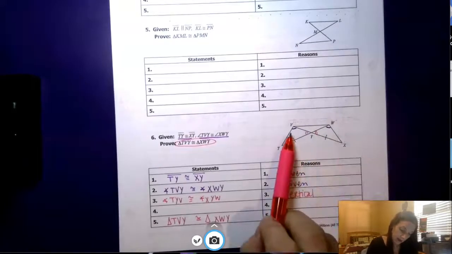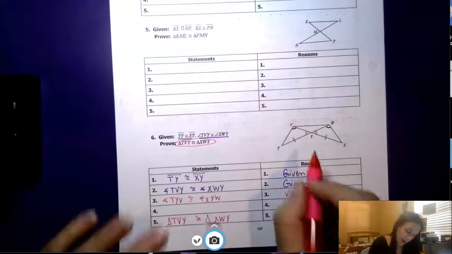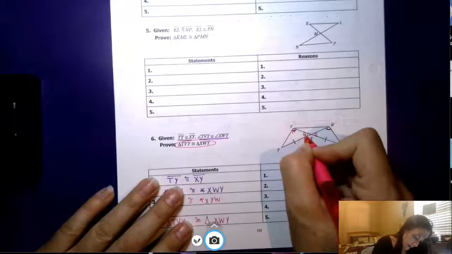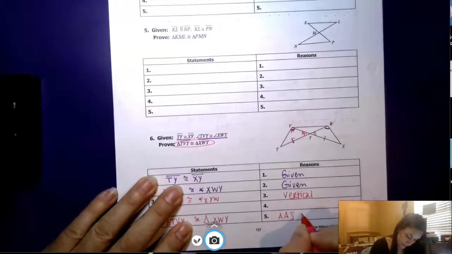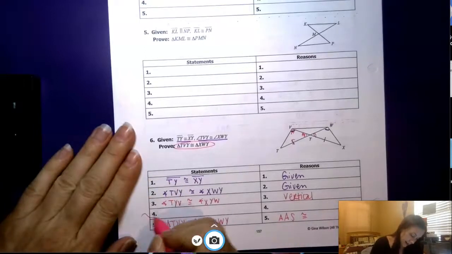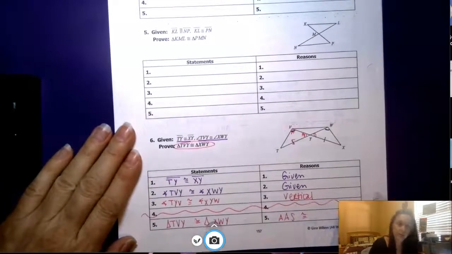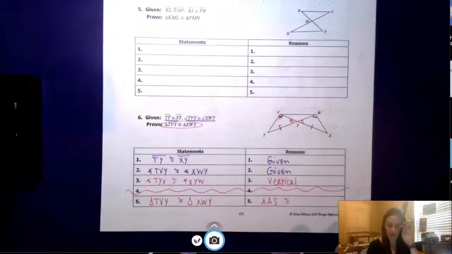And now I have angle, side. So I didn't need this step right here. That was just an extra step. I didn't really need it. But there we go. There's our proof.